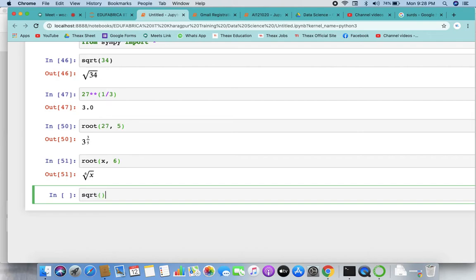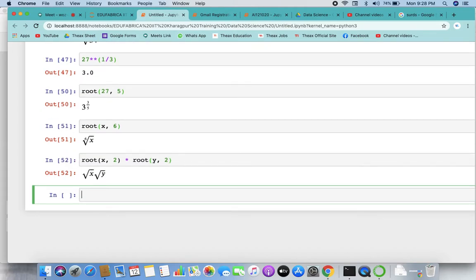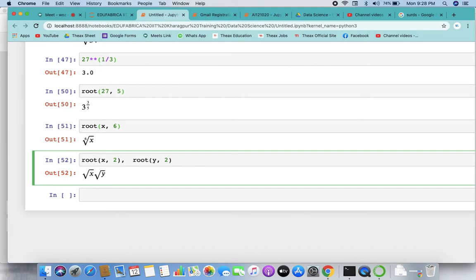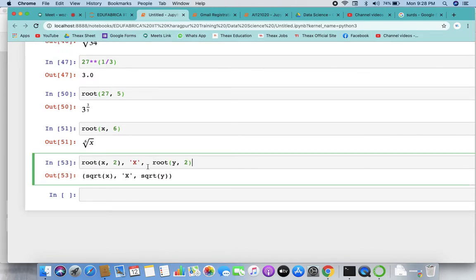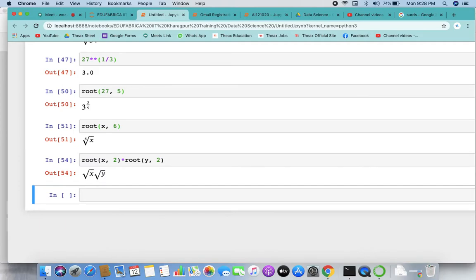I'll just write square root, because if it is just a square root, it is not necessary to use the root function every time. There is no such thing as root of x square multiplied by the root of y square, is there? Root xy multiplied by this. Clear? But again, write it like this: square root of x multiplied by square root of y. Easy. Any doubts? Till now, it's been easy, I think.